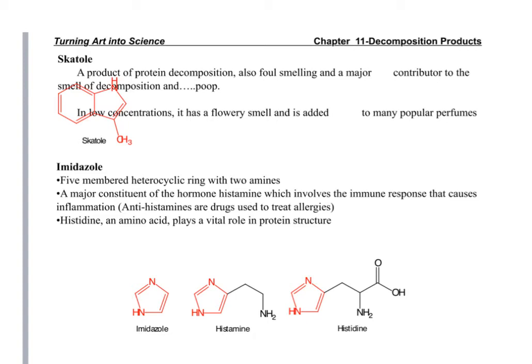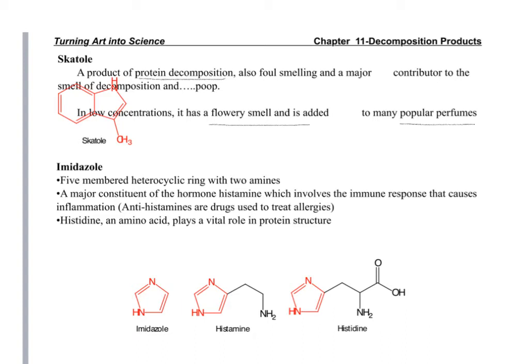Skatole is the product of protein decomposition, so when you have a protein that's breaking down, then you're going to have skatole as one of the products. So in low concentrations, believe it or not, they use it in popular perfumes, even though it is found in poop and helps give it the smell that poop has.